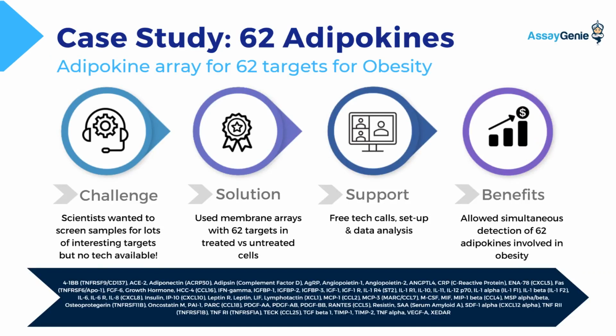Let's look at a real-world example. Researchers needed a technology to screen multiple targets simultaneously for obesity-related studies. Our membrane arrays allow for the detection of 62 adipokines in treated versus untreated cells. Researchers could analyze multiple biomarkers in one experiment, saving time, reducing costs, and increasing accuracy. This case study highlights how multiplex arrays can accelerate discoveries in metabolic and obesity research.